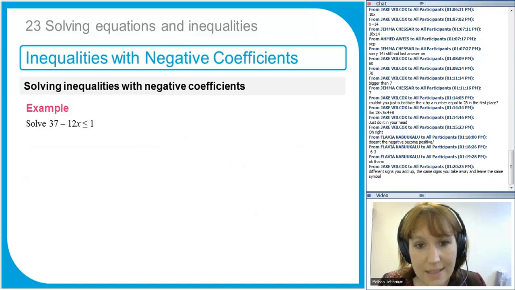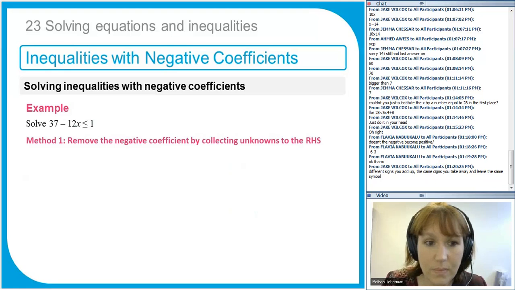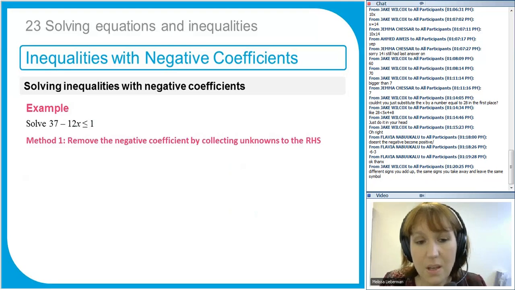Okay, here's one more example. 37 minus 12x is less than or equal to 1. So let's try the first method. The first method is to add 12x to both sides so that we get rid of the minus sign in front.